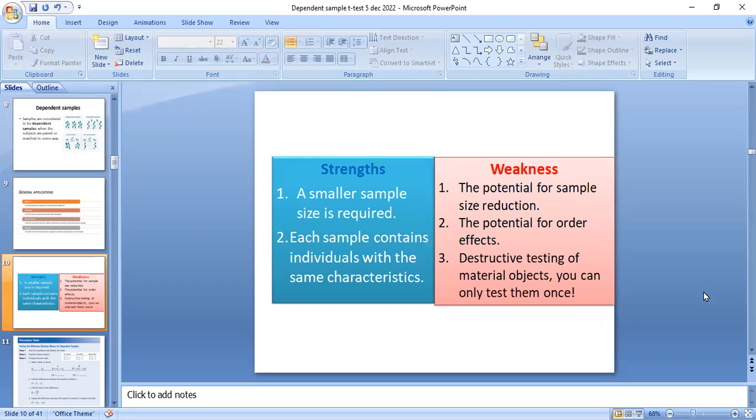The strength of the dependent sample t-test is that it requires a smaller sample size, and each sample contains individuals with the same characteristics. The weakness is the potential for sample size reduction. If the sample drops, both of our data sets will decrease. There is also the potential for order effects. As the test is undertaken on the same subject before and after, in the second test the subject will learn how to pass the test, so it will distort the results. And the third one is that in destructive testing of a material object, you can only test it once.